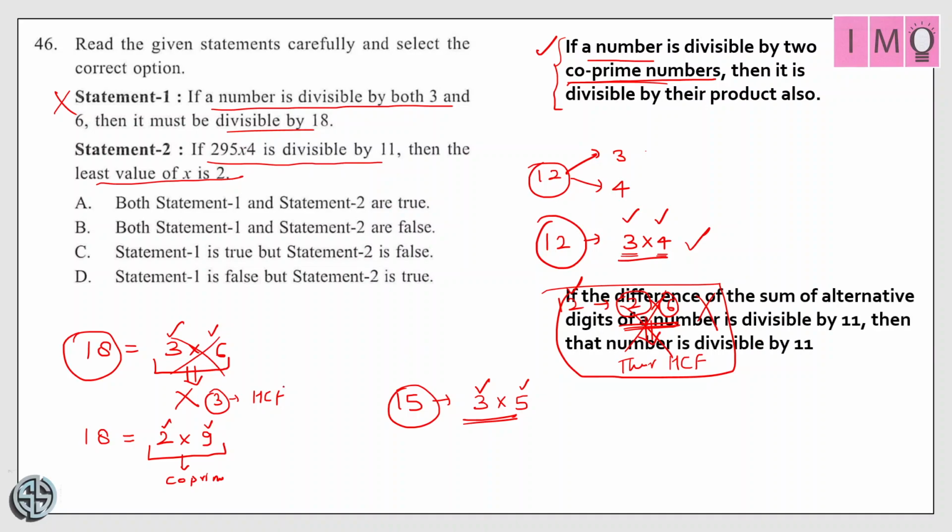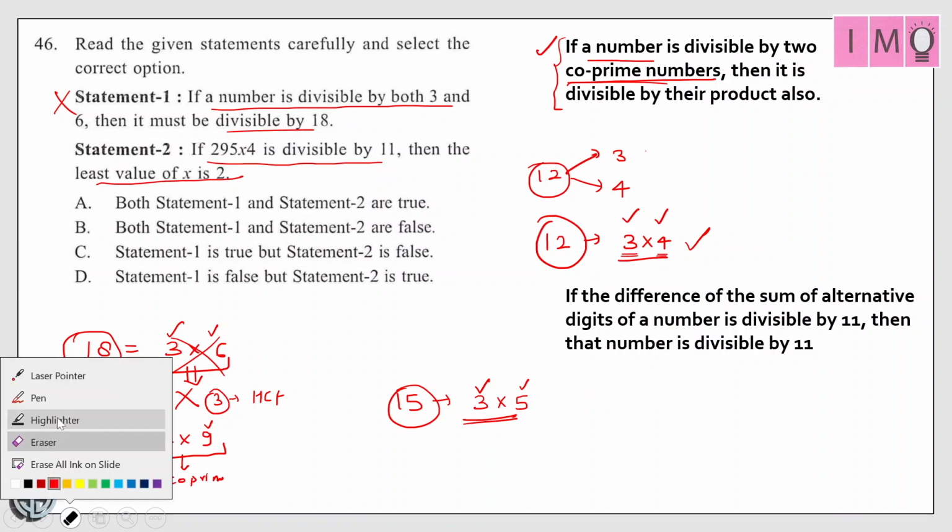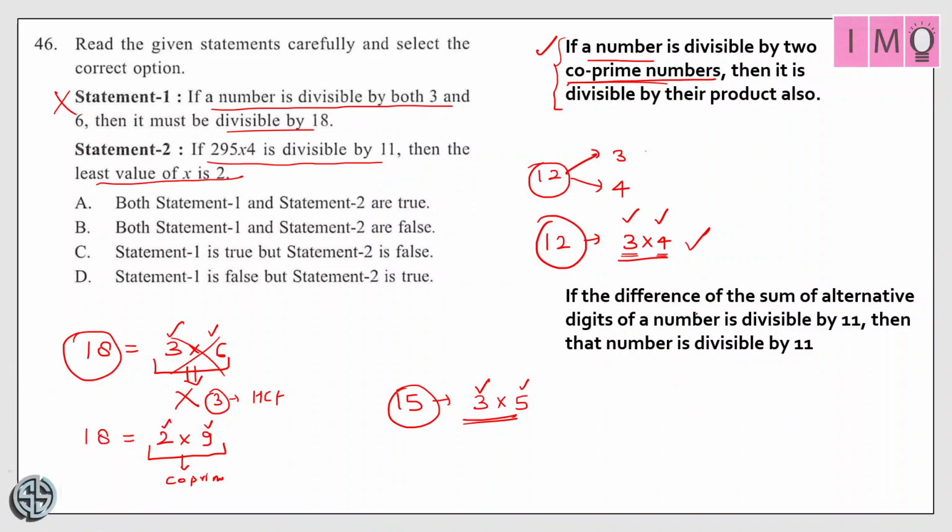I can show you. Let me just erase that here. Okay, so this is the divisibility rule of 11, and what is that? It is, if the difference of the sum of the alternate digits of a number is divisible by 11, then the number must be divisible by 11.